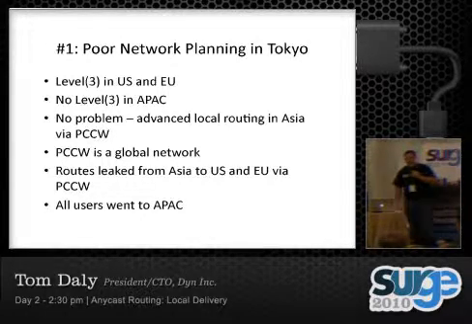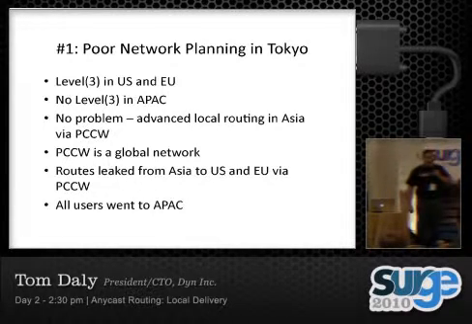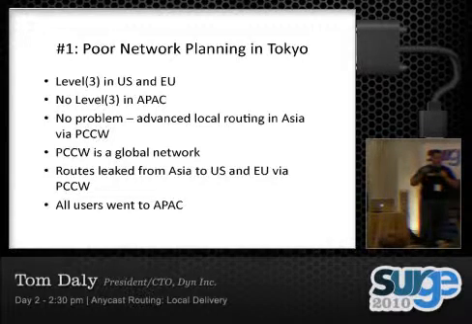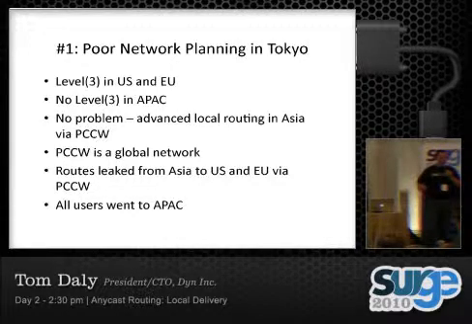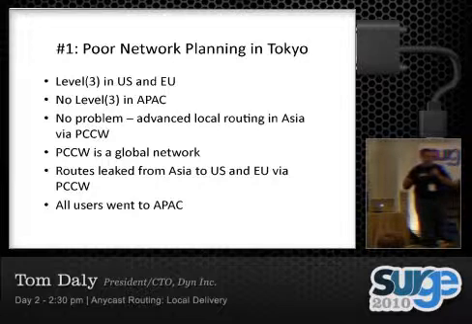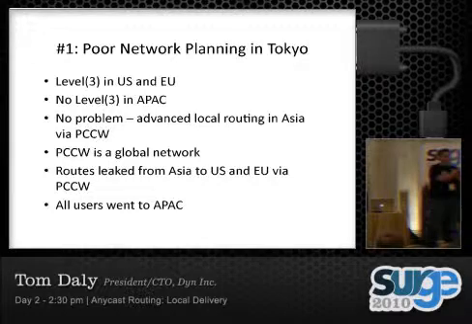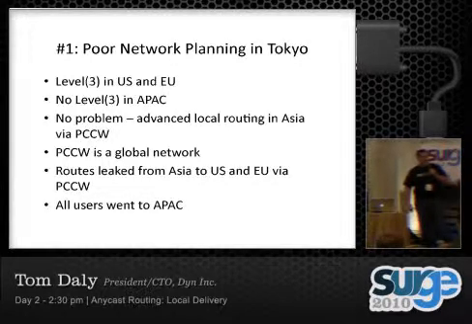So when we turned up our routes on PCCW in Tokyo, we didn't set what's called the BGP community on them to say that these routes should be contained to the APAC region. So those routes actually flooded across PCCW's backbone, and those people who preferred PCCW as a peer sent all their traffic down that path to PCCW, and all that traffic got carried across PCCW's IGP to our single site in Tokyo.